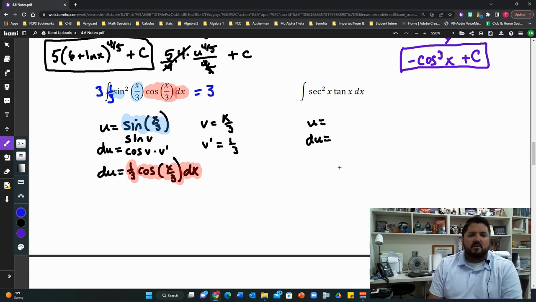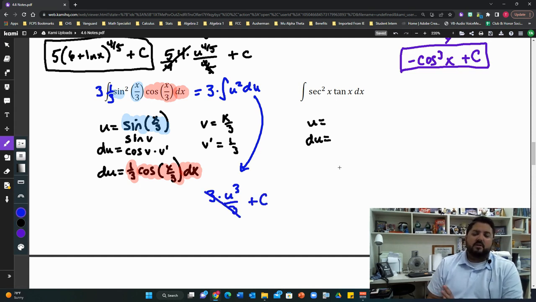Now I can rewrite this. This is 3 times the integral of u squared du. Then let me jump down here. The integral of u squared would be 3 times u cubed over 3 plus c. In this case, the 3's just cancel each other out, and then we end up with sine cubed of x over 3 plus c.